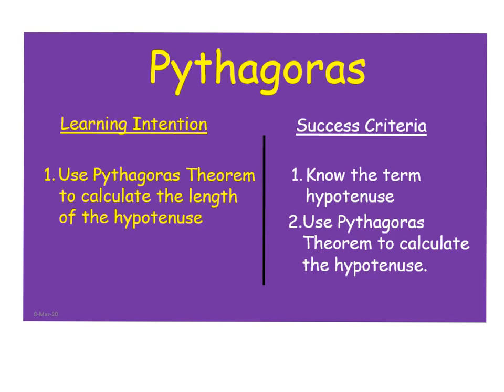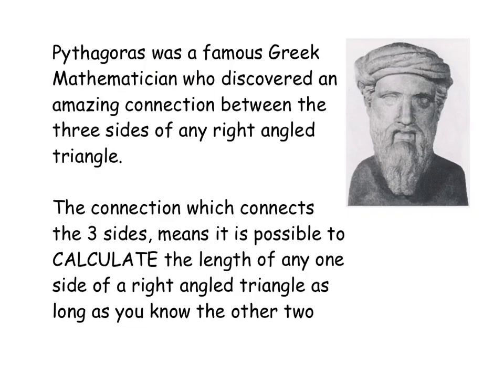So Pythagoras, we're going to learn Pythagoras' theorem and how to find sides in a right angle triangle. So Pythagoras was a famous Greek mathematician. He discovered the amazing connection between three sides of any right angle triangle. The connection which connects the three sides means it's possible to calculate the length of any one of the other sides in the right angle triangle as long as you know two of them. And this is a skill you will use if you go into any kind of trade, okay? Anything to do with measurement and things, you will use Pythagoras.